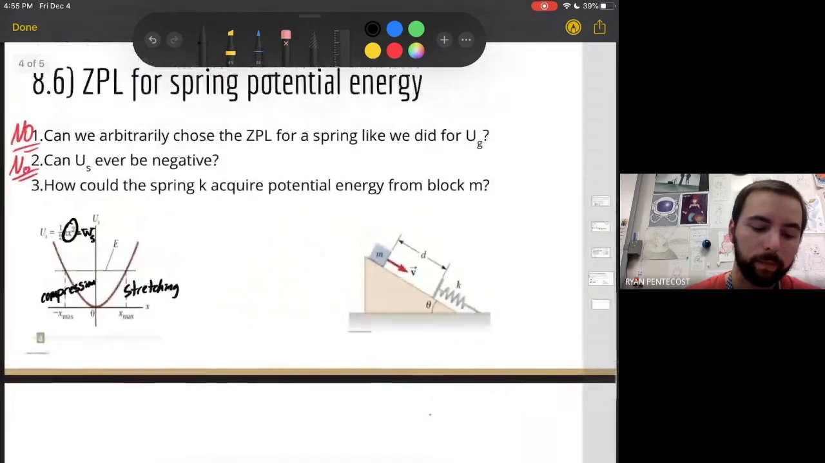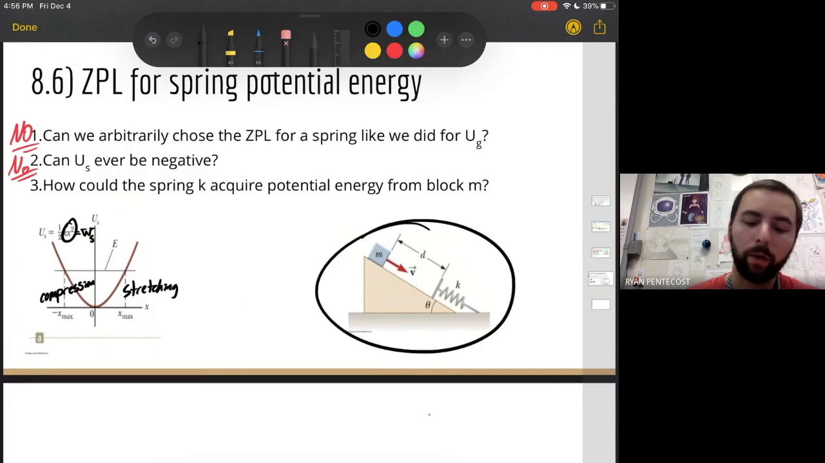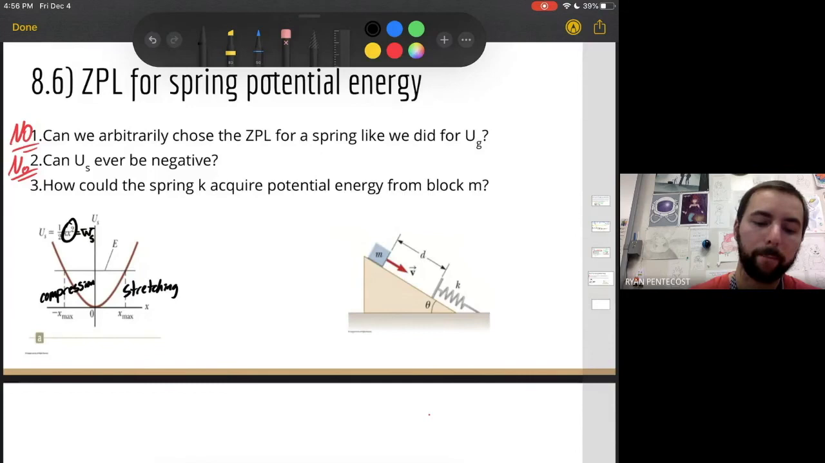But the potential energy that a spring could do on its own is never negative. It is always positive. You can screw with your relativistic reference frame all you want, but the potential is always going to be positive. Okay. Next, how could the spring K over here, how could the spring K acquire potential energy from block M? Well, the spring's potential energy, okay, is equal to the object's gravitational potential energy, right?